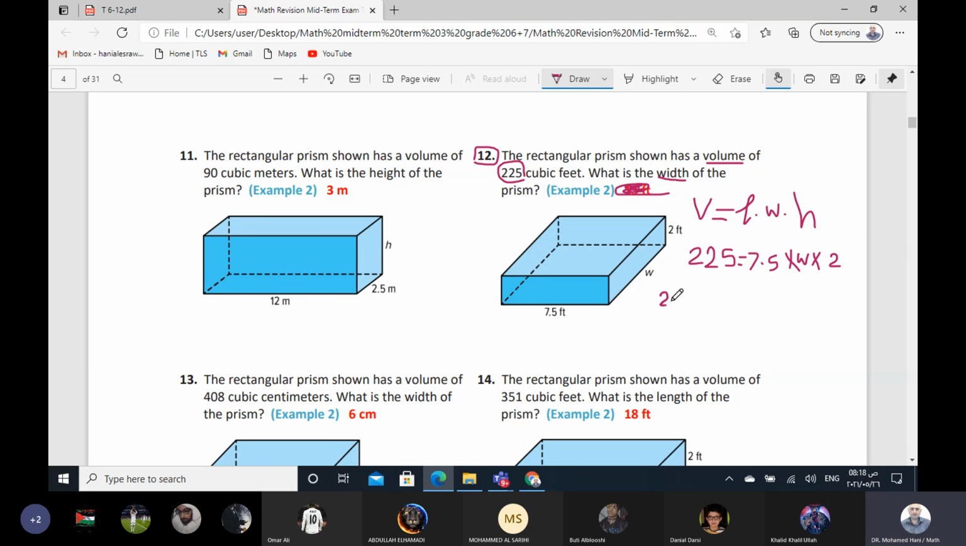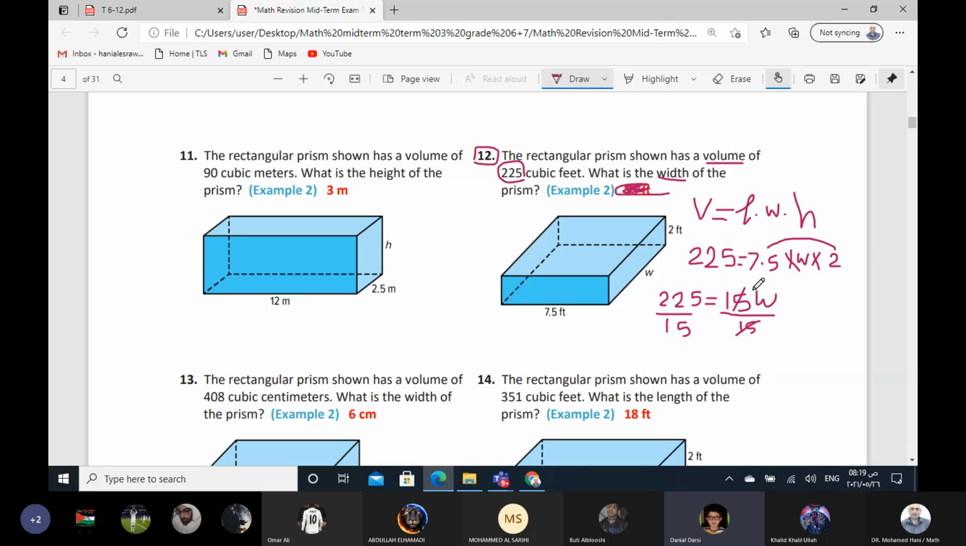So in the first side we have 225 equals 2 times 7.5, which will be 15 W. Now we have an equation with the variable W. We want to solve this equation. Divide the two sides by 15: divide here by 15, and divide here by 15.